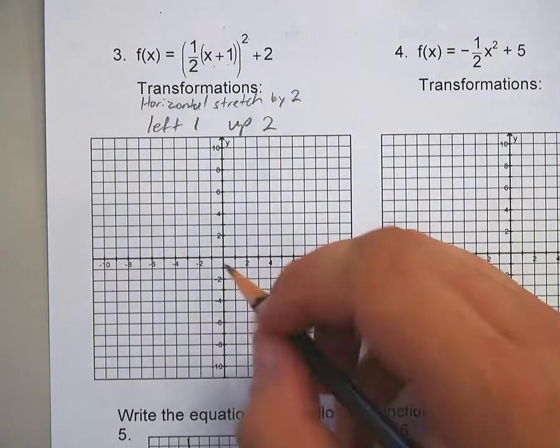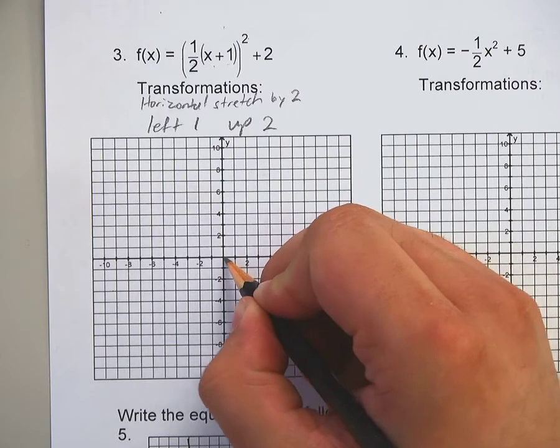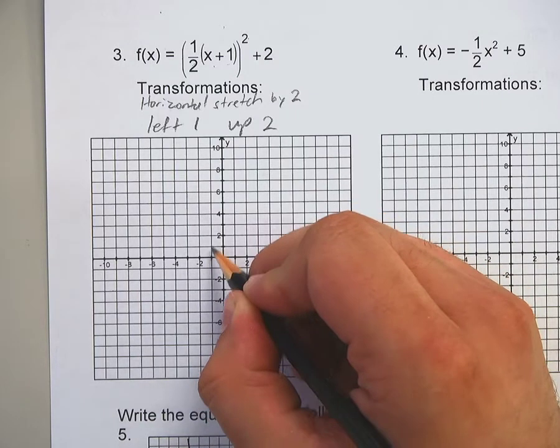So first let's start off by going to 0, 0, left 1, up 2.